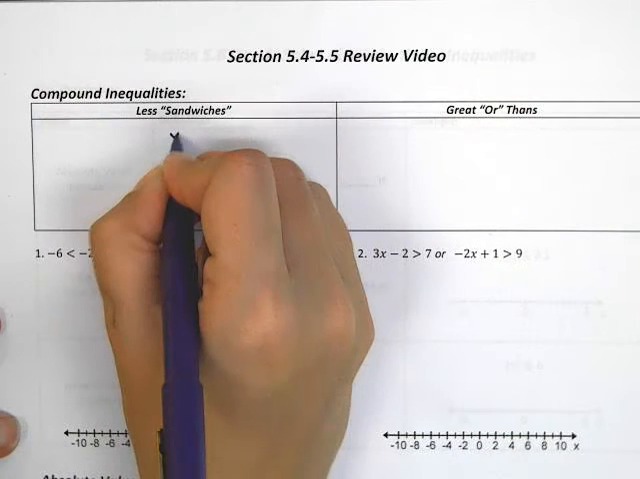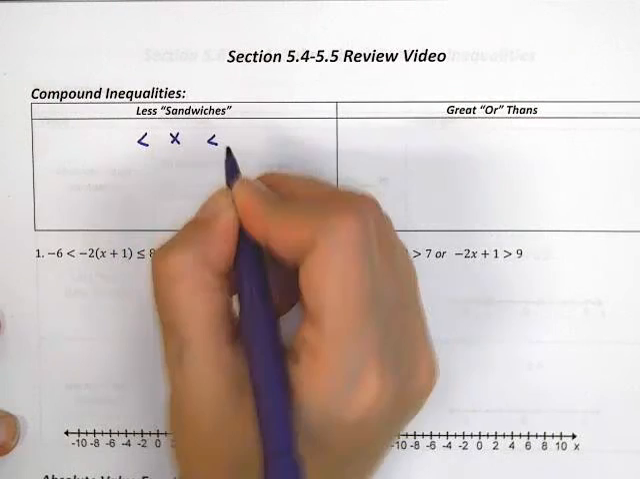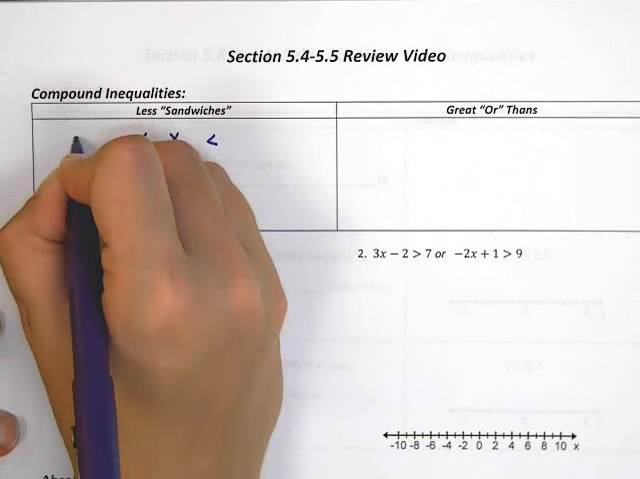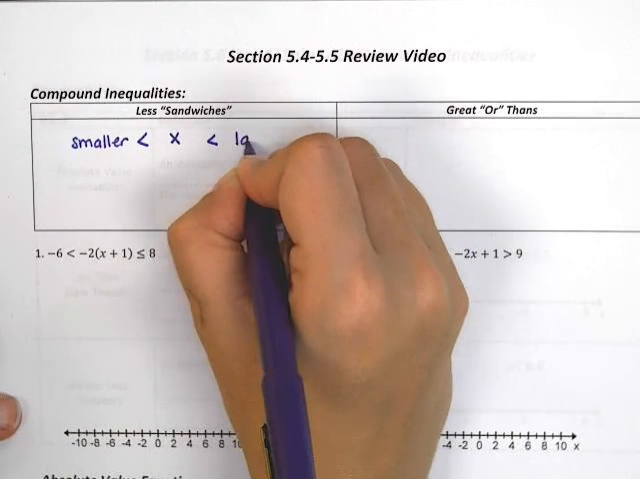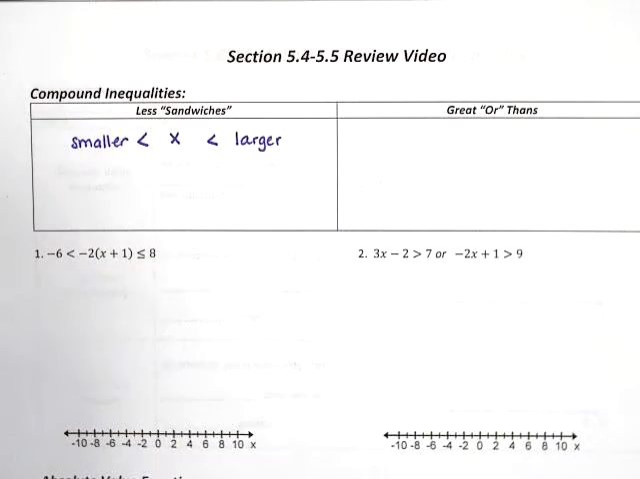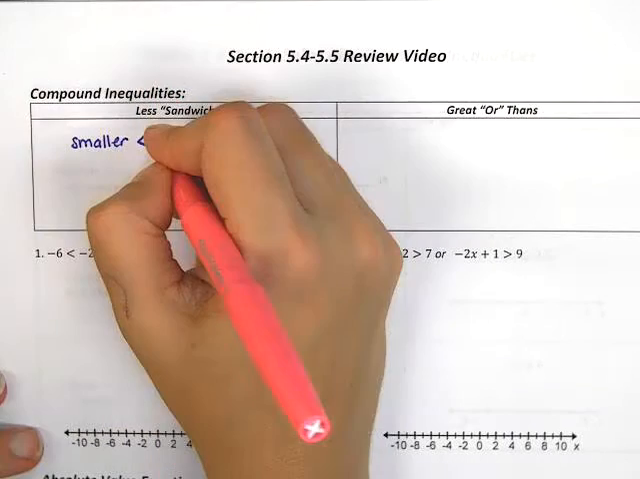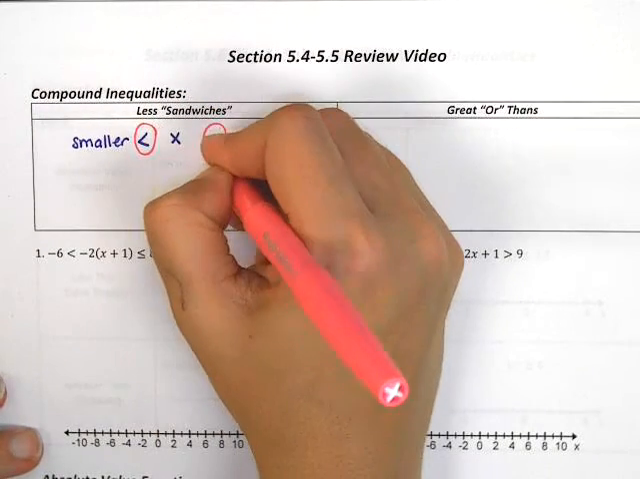We said that for a less sandwich, you're always going to have the x in the middle and you're always going to have the smaller number on the left side and the larger number on the right side. Now, in addition to that, these symbols are always less thans.